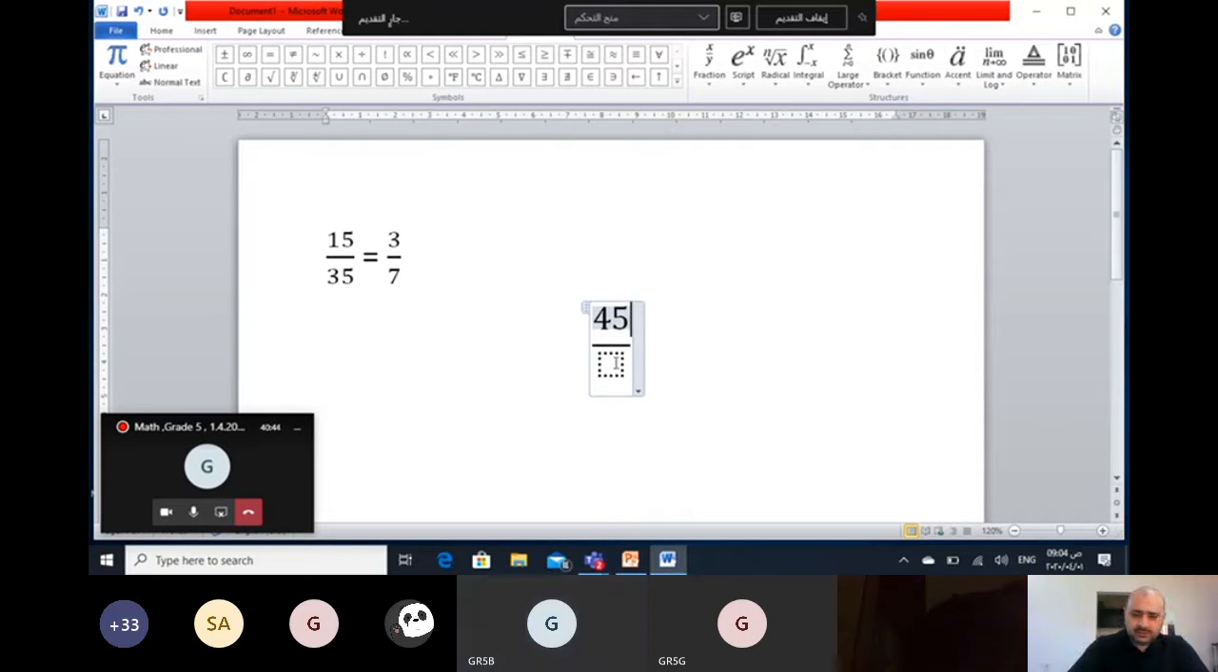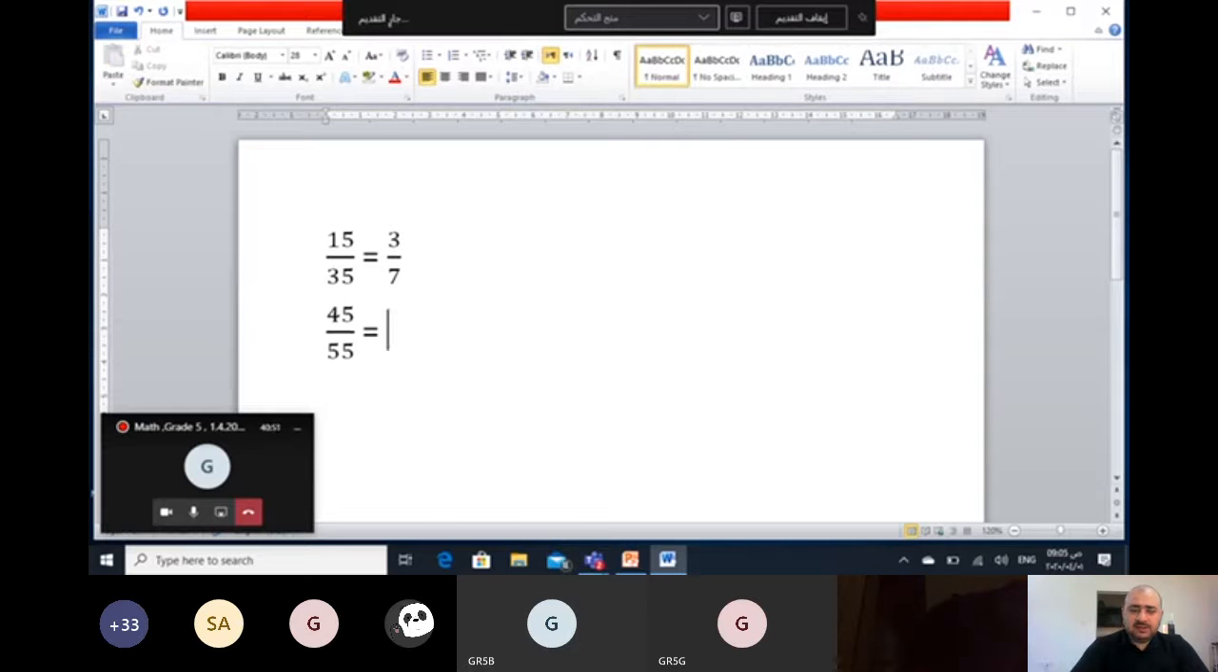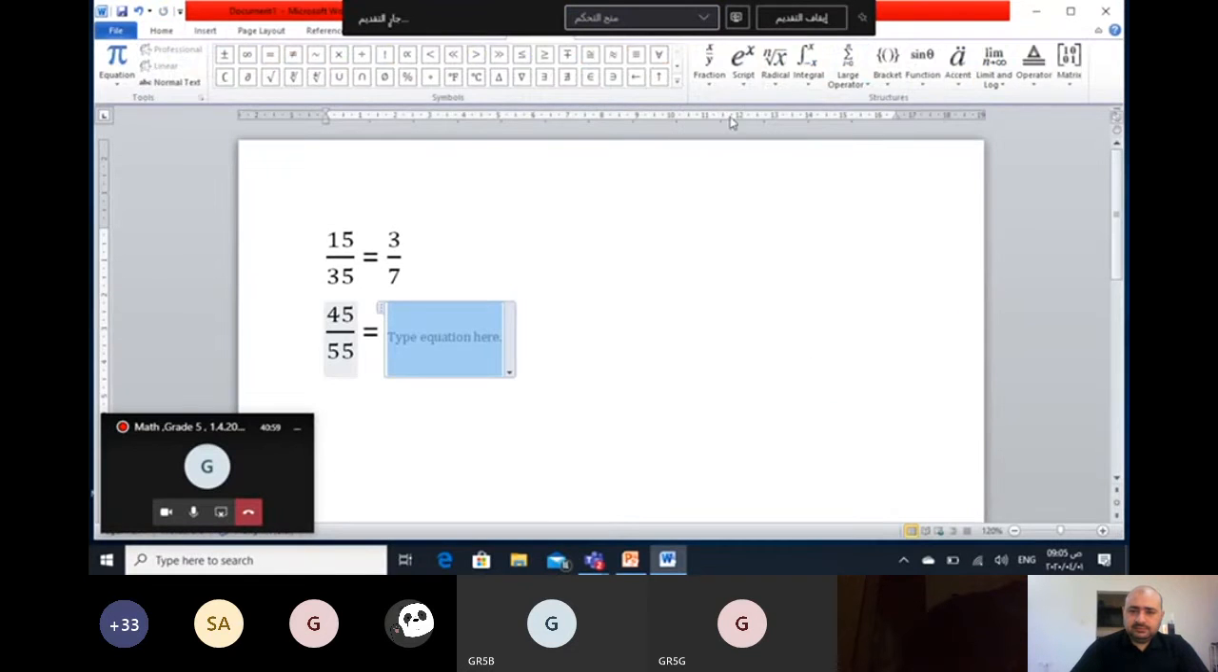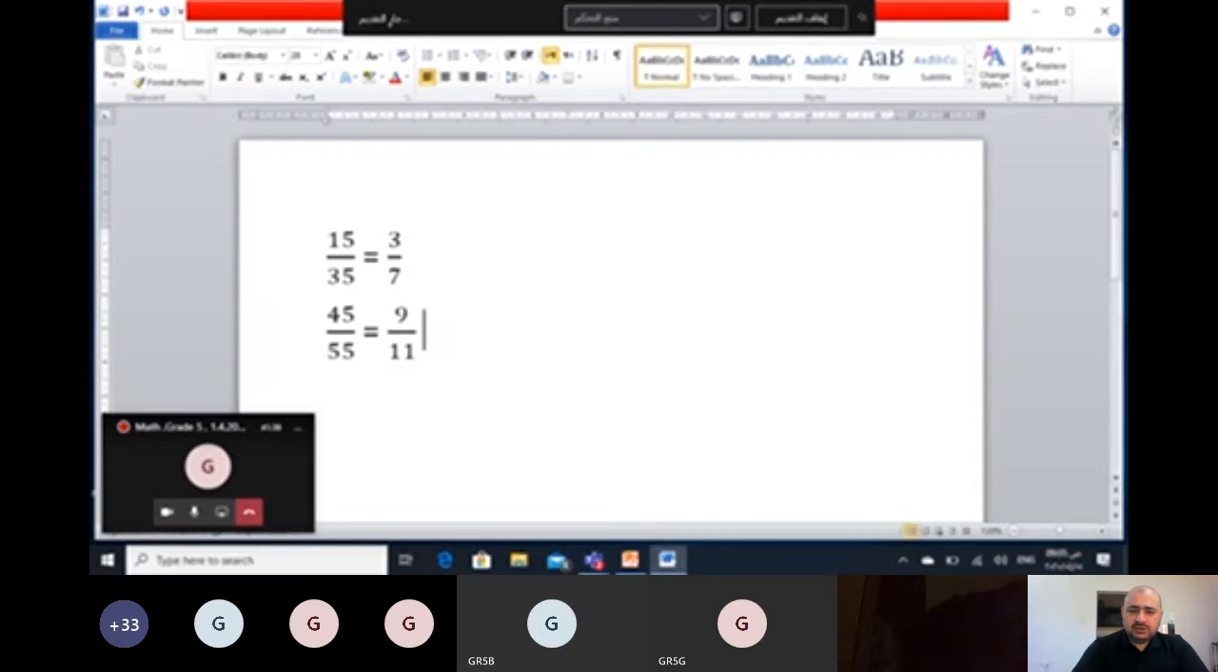We have 45/55. Find the simplest form. Nine over eleven. Yes, 9 over 11. What is the GCF here? 5. The GCF will be 5. So 45 divided by 5 will be 9, and 55 divided by 5 will be 11. So the simplest form will be 9 over 11.